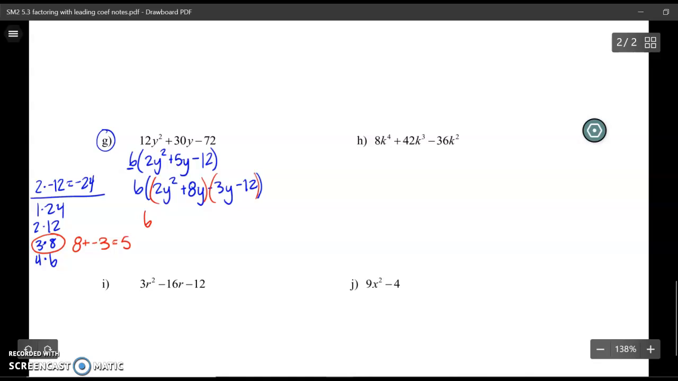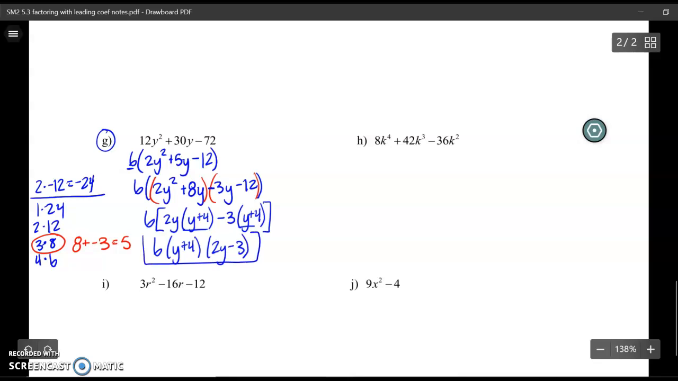So I have the 6 that just stays out front. The greatest common factor of my first pair is 2y. I'm just left with a y plus 4. Greatest common factor of my second pair, remember this negative 3. I have a negative 3 out front, so I'm going to make that a negative 3. And then we're left with y plus 4 on the inside. Then my y plus 4s are the same, so I can factor those out. I'm just left with a 2y minus 3. So then this is going to be my factored form.